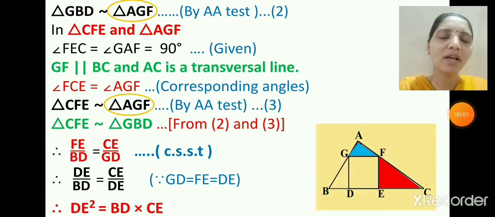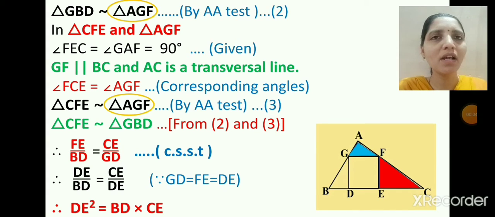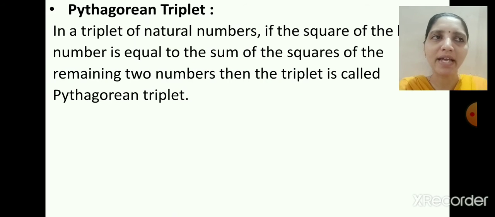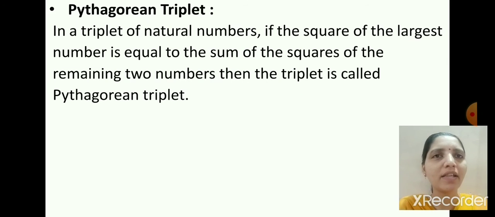Now, with this, we have completed the revision of the first lesson. Now, let's try to revise the second lesson. In that, first we have seen the Pythagorean triplet. What is a Pythagorean triplet? In a triplet of natural numbers, if the square of the largest number is equal to the sum of the squares of the remaining two numbers, then the triplet is called a Pythagorean triplet.